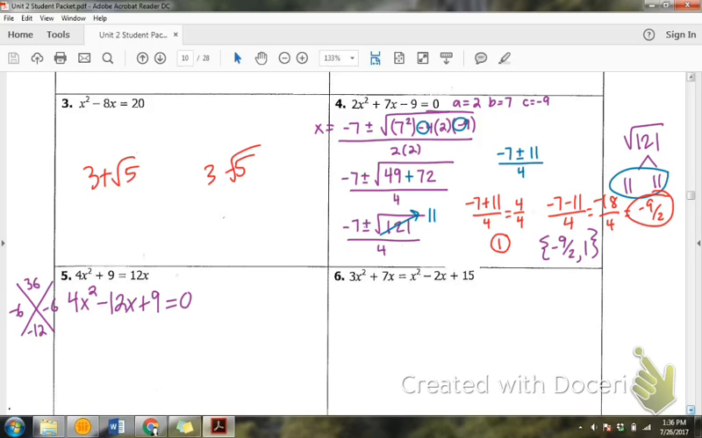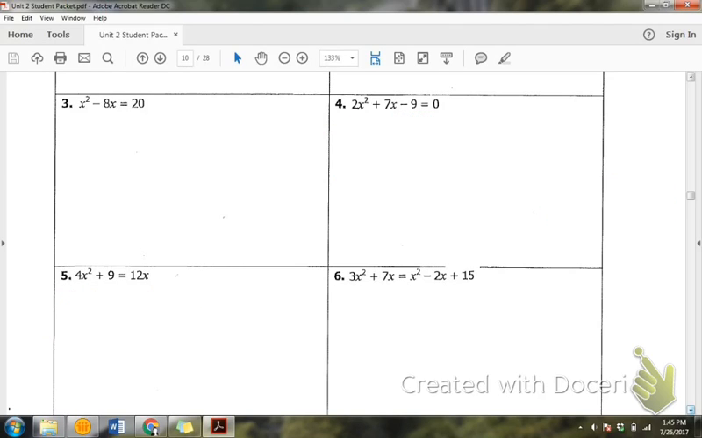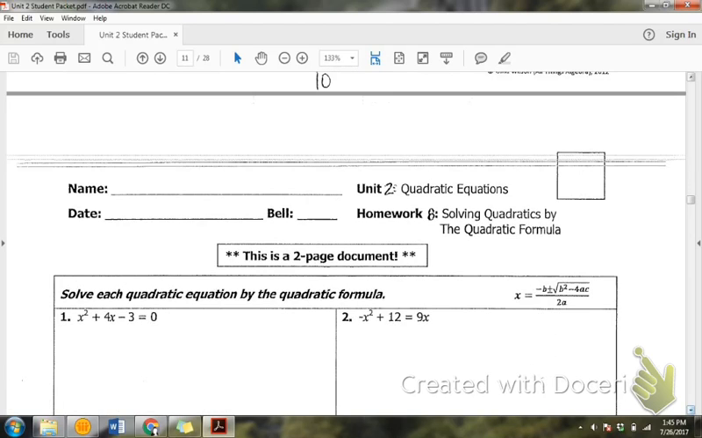Okay? Remember I told you yesterday that you need to keep your x squared positive? So if we're going to keep our x squared positive, that means everything needs to move over to the left side of the equal sign. So on number 6, we're going to move everything over to the left. So we're subtracting or adding whichever one you need to.